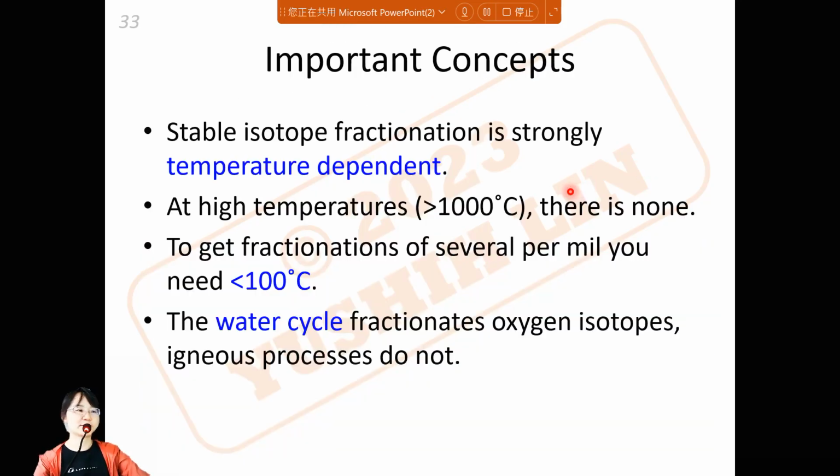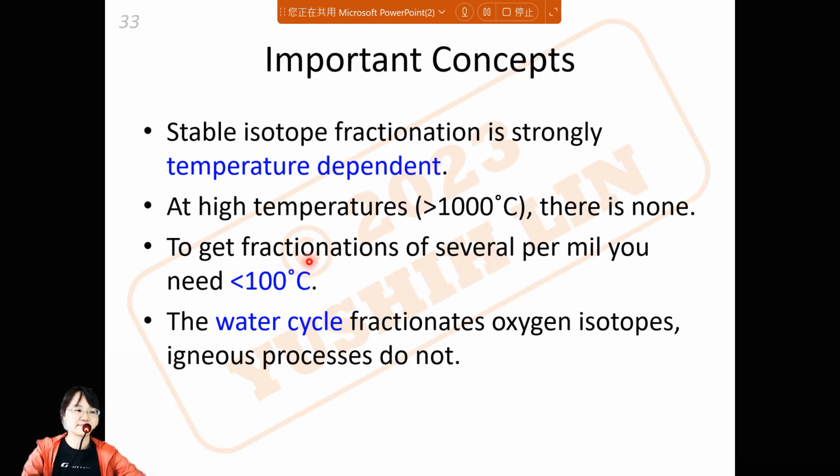So important concept: stable isotope fractionation is strongly temperature dependent. What kind of temperature condition will result in stronger fractionation? Higher temperature or lower temperature? The answer is low temperature. Because at high temperature, no matter if it's oxygen-18 or 16, all molecules move quickly. Therefore, at high temperature, like more than 1,000 degrees, there's no fractionation. If you want to get significant fractionation, you need temperature lower than 100 degrees Celsius.